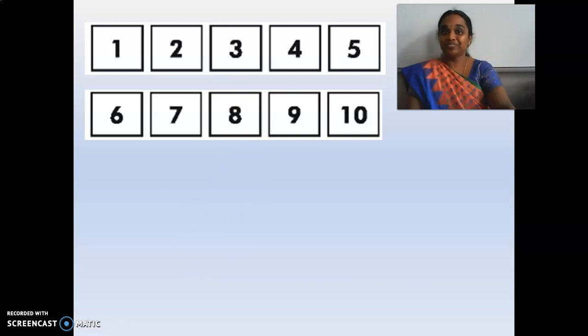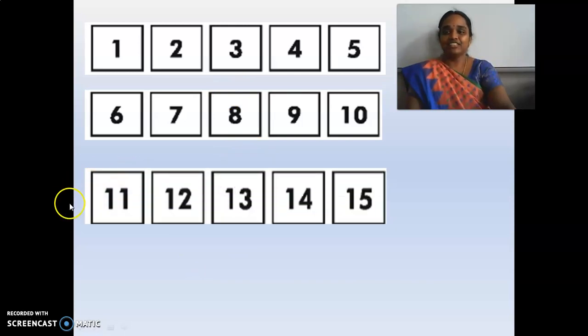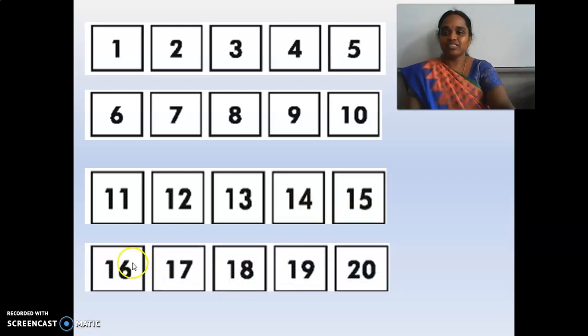10 after? 11. So 11, 12, 13, 14, 15. 15 after? 16, 17, 18, 19, and 20. Yes? Good. So if we tell after, we'll be going for the number that comes next. If we increase the count, it is the next number. Correct? So, shall we see from 1 till 20 again?